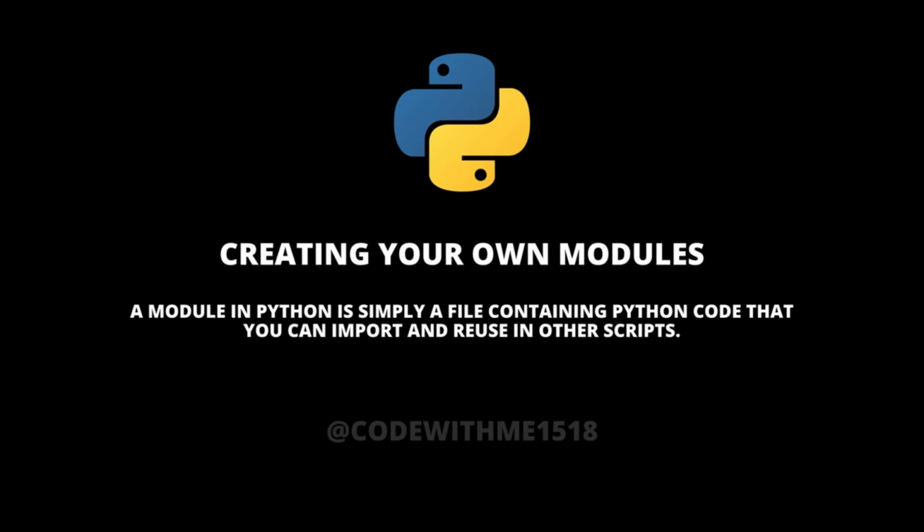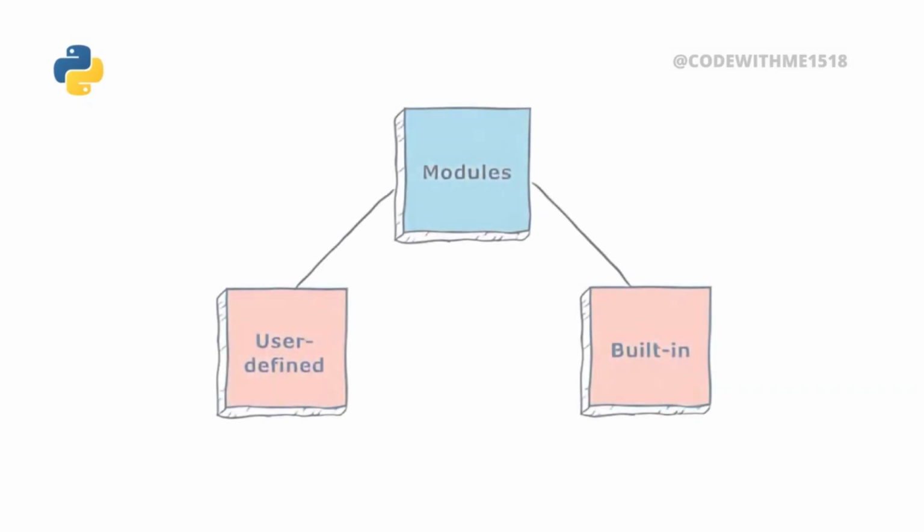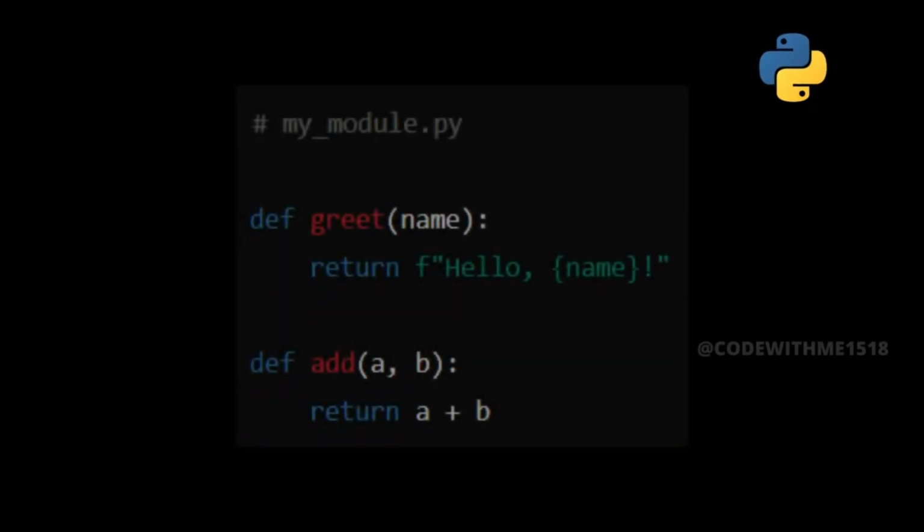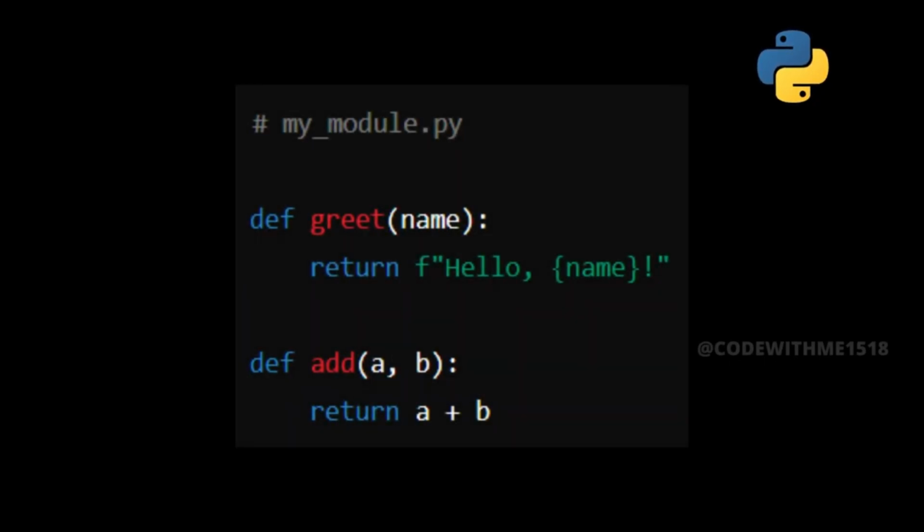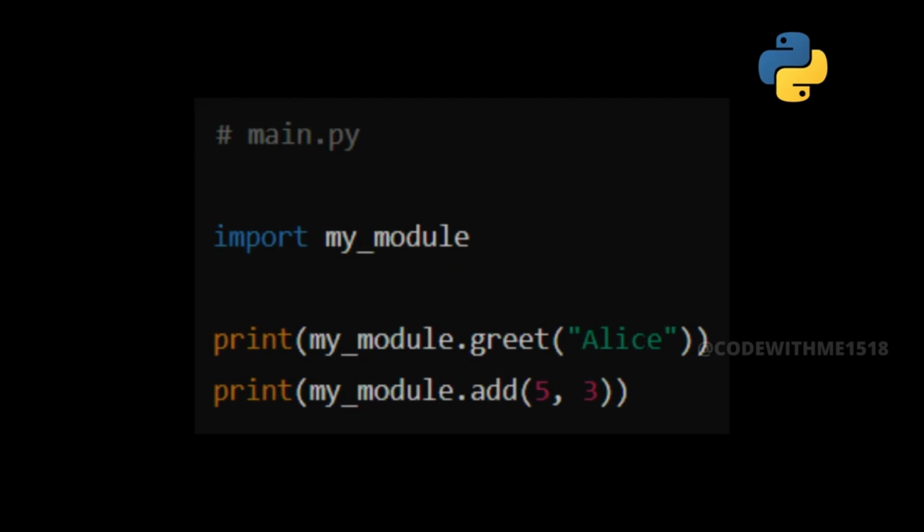A module in Python is simply a file containing Python code that you can import and reuse in other scripts. Here's an example of creating a module. This is a simple module named my_module.py. It contains two functions, greet and add. Now, let's see how we can import and use this module in another script. As you can see, we use the import statement to bring in my_module and then call its functions using the dot notation.